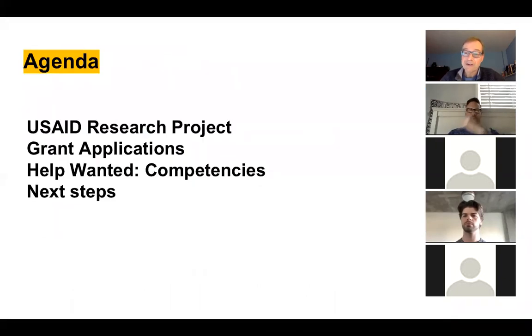So I'm going to cover several things. One is the ongoing USAID project we've been running. We're in our 3rd year. The second is grant applications that I plan to apply for. And last of all, help wanted. In particular, what kind of competencies am I looking for from you as volunteers, as students, graduates, or faculty? And in particular, next steps. How can we move forward in a way that's clear how you can contribute?